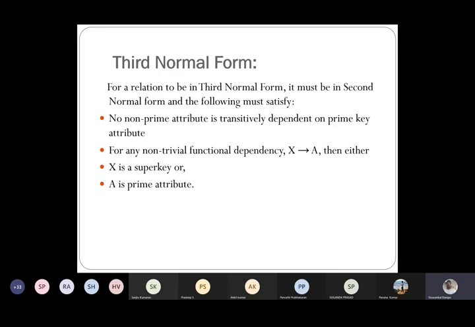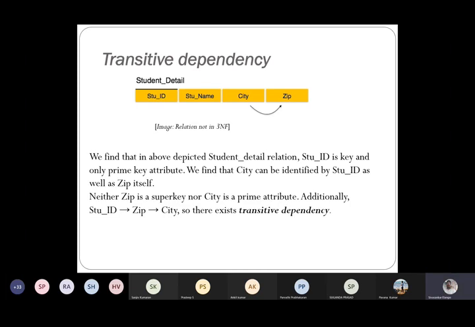So third normal form emphasizes no transitive dependency between the attributes in a relation, right? So let me show you an example to check whether there exists a transitive dependency in a relation.